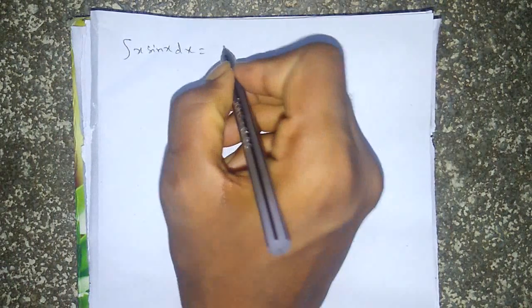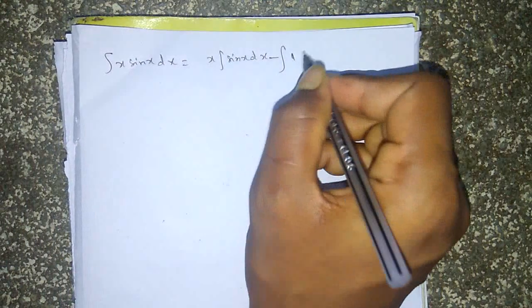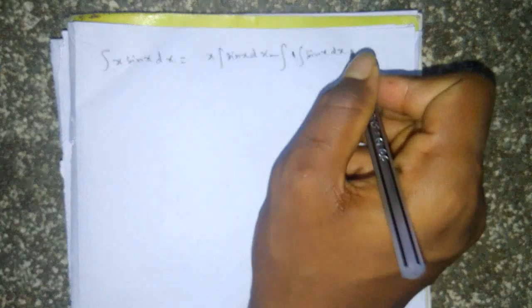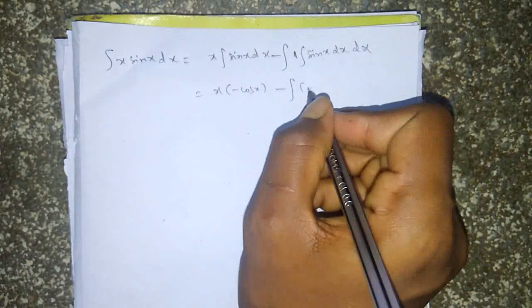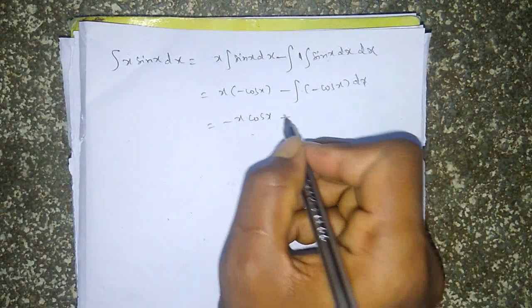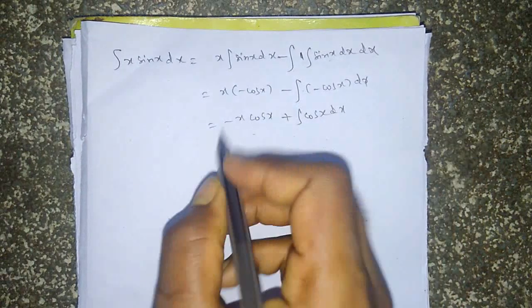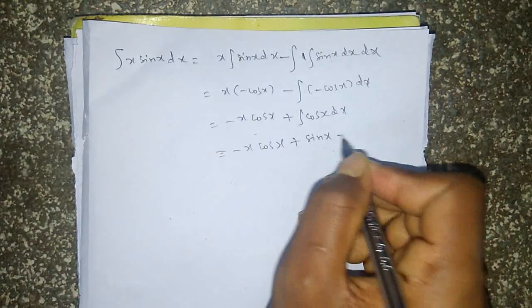Next let us find the integration of x sin x, then I directly apply the limits. Integral x sin x dx is equal to x into integral sin x dx minus differentiation of x, which is 1, integral sin x dx. x into integral sin x is minus cos x, minus integral of minus cos x dx. This is minus x cos x, minus into minus plus, integral cos x dx, that is minus x cos x plus integral cos x, which is sin x, plus c.